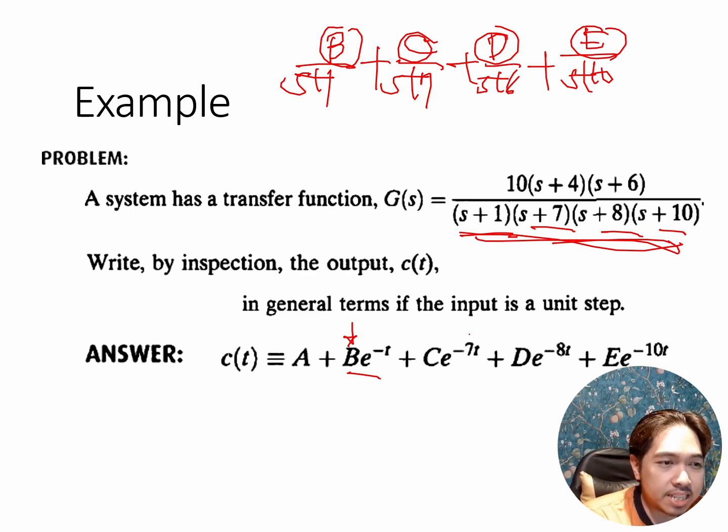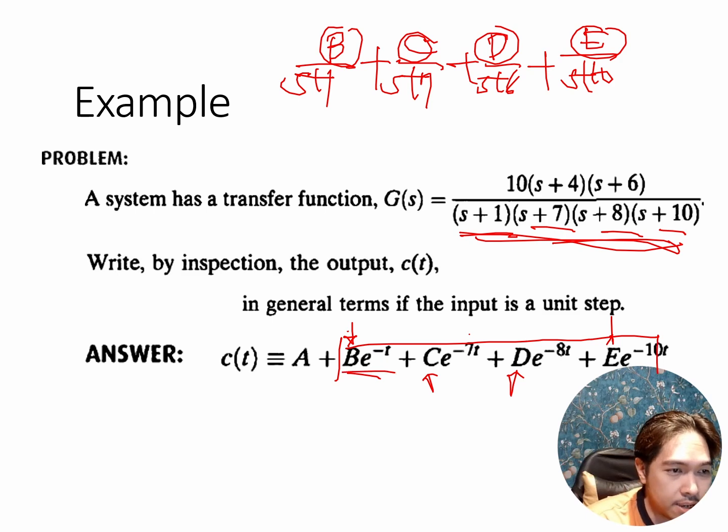C is e raised to negative 7, wherein C is another constant. D is e raised to negative 8, which is another constant. And capital E is another constant, and it is exponential, which is negative 10t. So this is now the natural response of the equation.